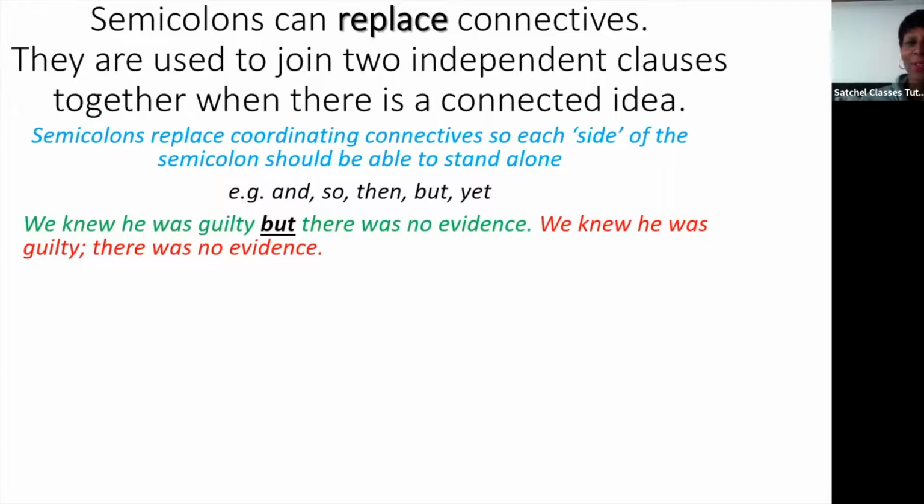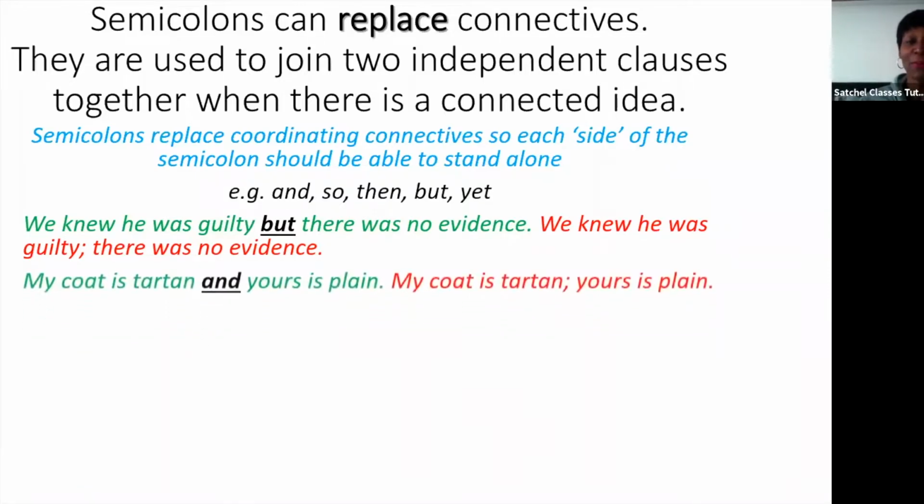We knew he was guilty, but there was no evidence. We knew he was guilty; there was no evidence. So the semicolon replaces the coordinating connective. It replaces the but. However, each side of the semicolon should be able to stand alone.